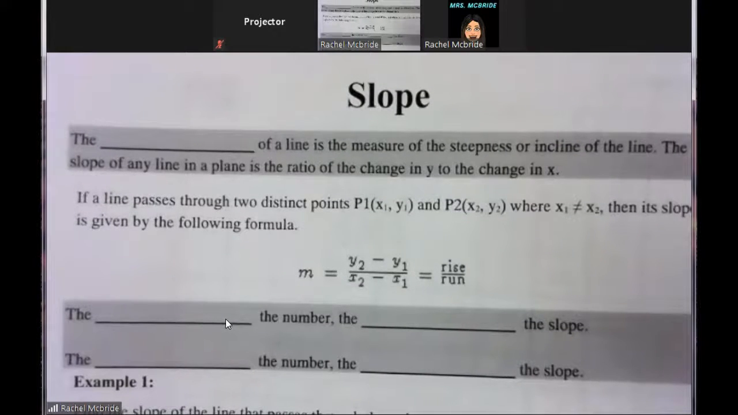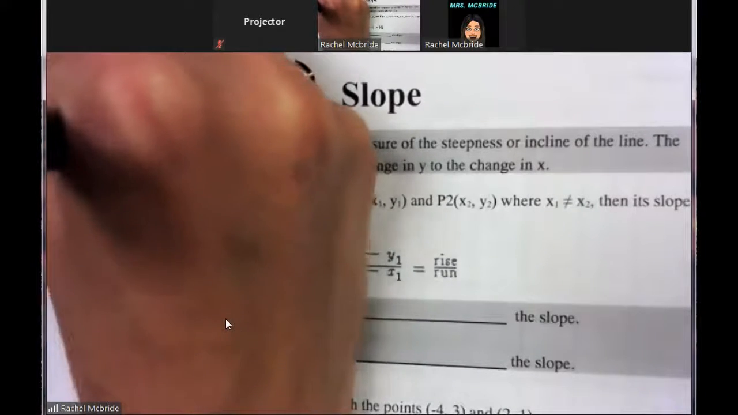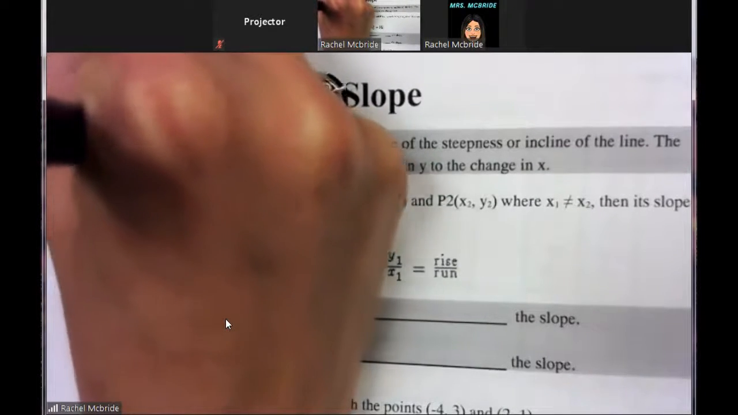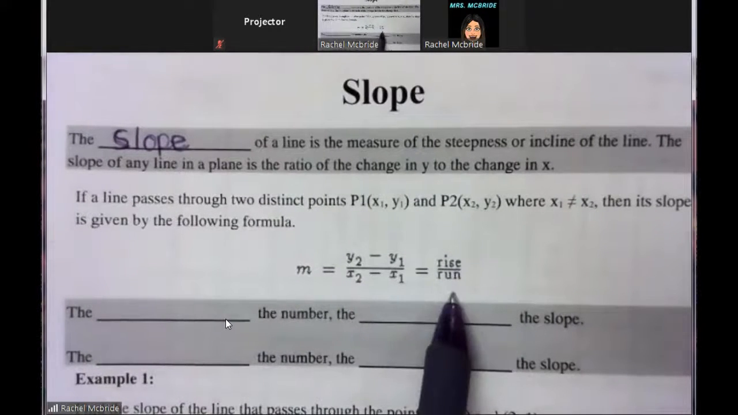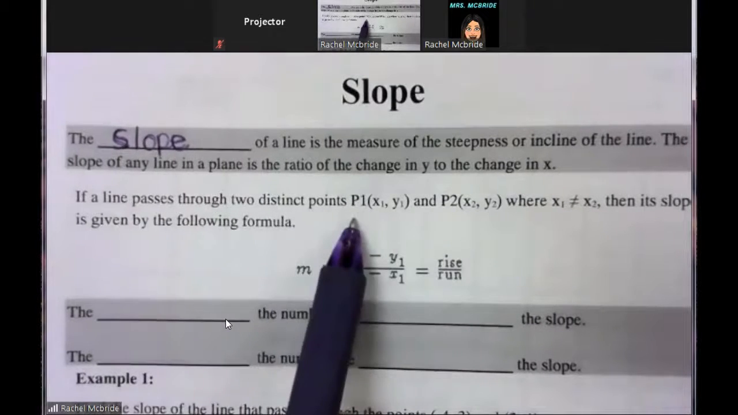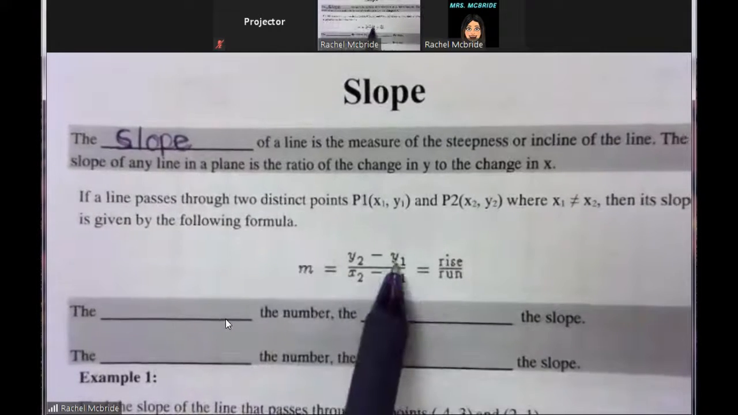All right, guys, so let's work together to see if we can answer these questions. The blank of a line is the measure of steepness or incline of the line. What do we think, Abby? Perfect. The slope. Okay? This equation is slope. If a line passes through two distinct points, then its slope is given by the following formula.